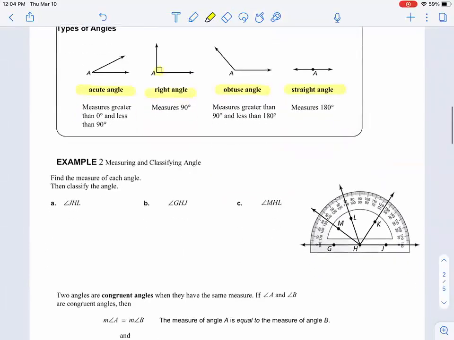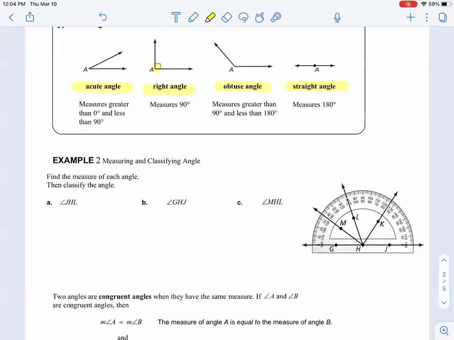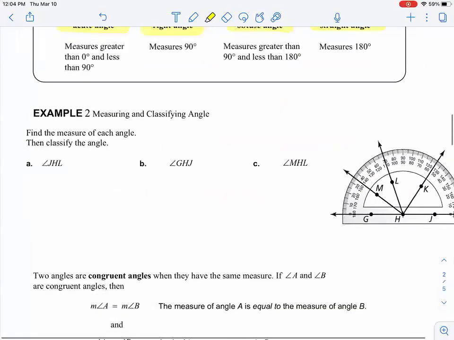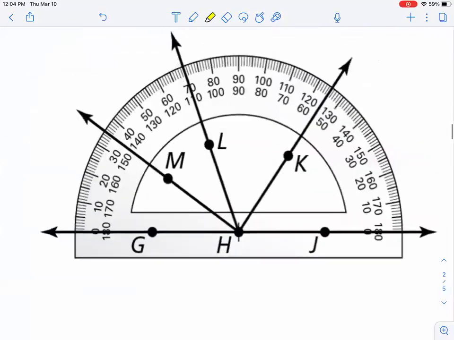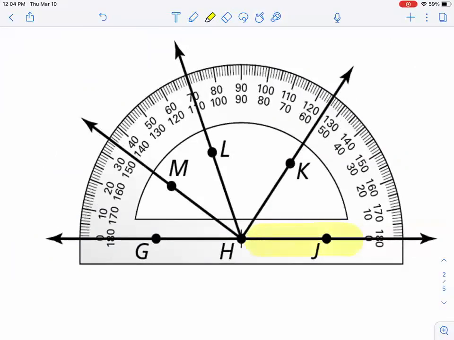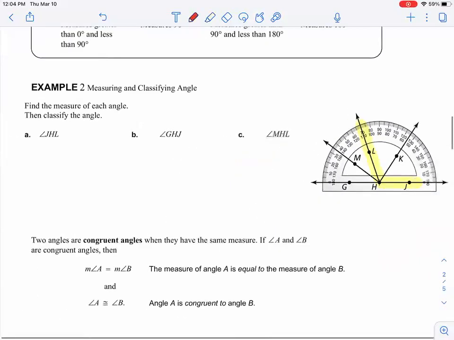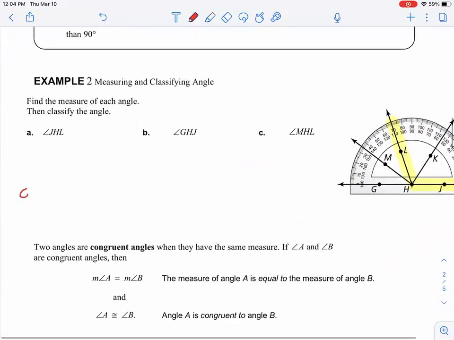Down here, we want to use this protractor, that's what this thing is called, to measure angle JHL. Remember, JHL means I start at J, go to H, and then go to L. So on our protractor, I start at J, go to H, and then go to L. I like to classify it first before I do the actual number. Is this acute or obtuse? It's obtuse, right? It's more than 90 degrees. So let's classify it first and say that that is obtuse.